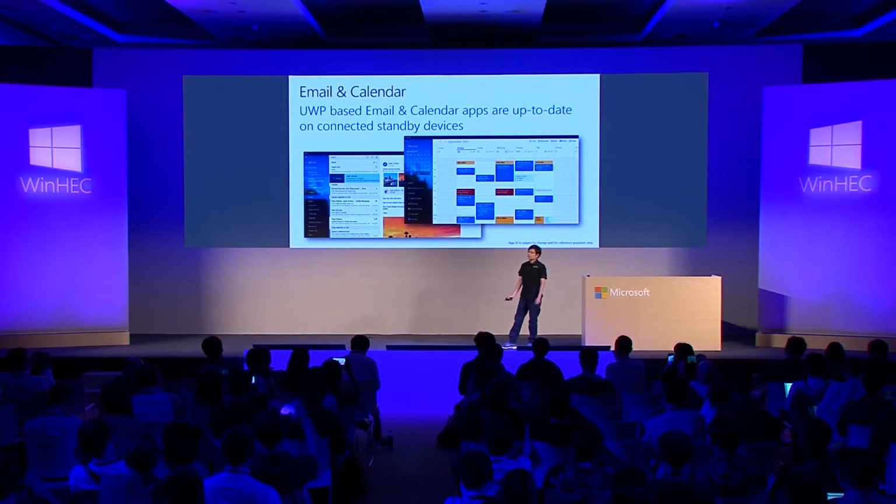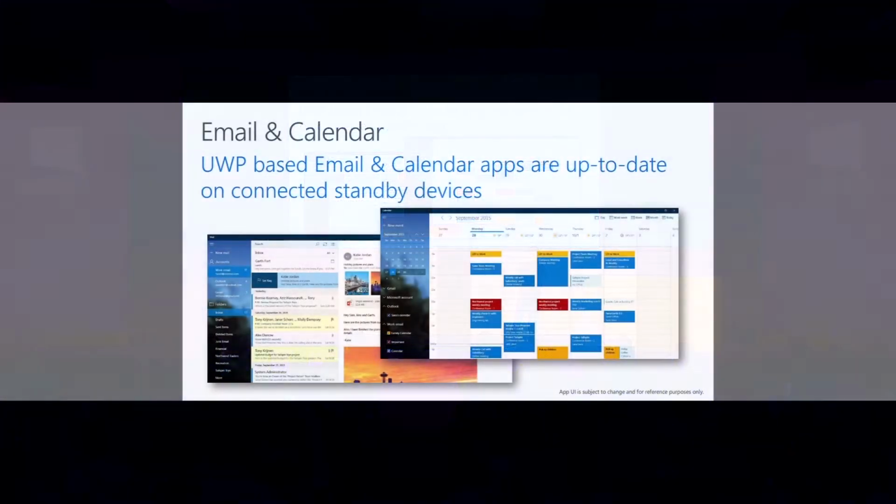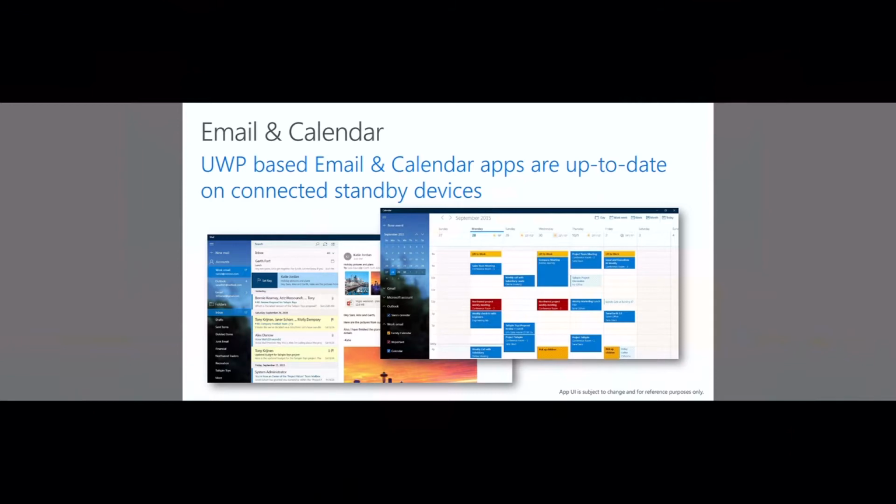Users of a connected standby device do not have to wait for their email to sync after resuming from standby. The UWP email, calendar, and people apps sync in the background when the device has access to Wi-Fi or a metered connection.